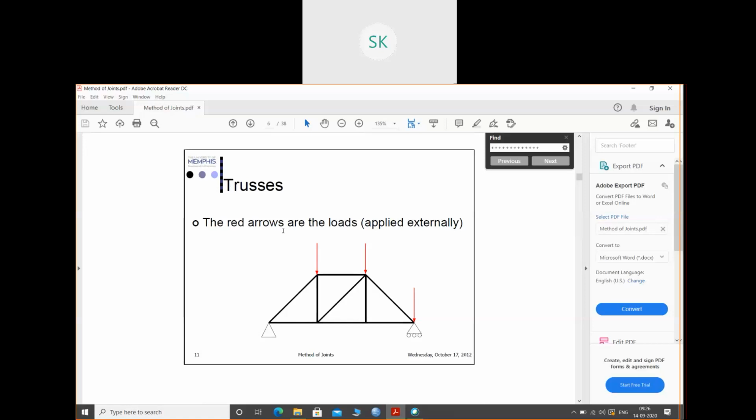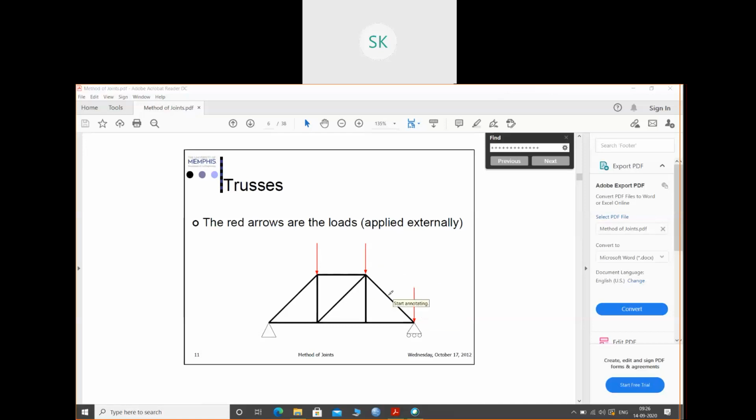I'm showing trusses. The red arrows are the loads. My cursor is moving. Ma'am, it's visible. Yes, the red arrows are the loads. These are the loads. Let me note, these red arrows are your loads.